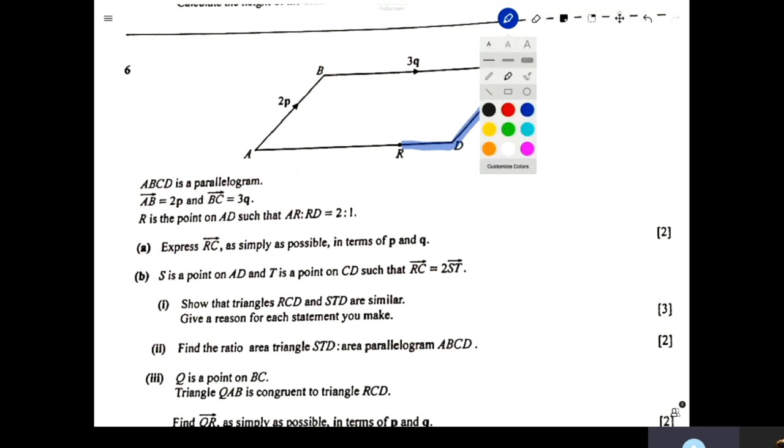RC. Okay, now because it's a parallelogram, so this side is 3q, upwards it's 2p. See. So R to Q, definitely we get a 2p. So it's 2p plus something, plus RD. So AR to RD is 2 is to 1. That means this is 1Q. So it's just 2p plus Q. So far, okay? Yeah. Okay, next, continue.